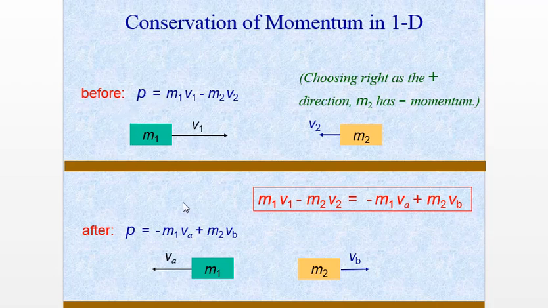After the crash or collision, the equation changes like this. P equal to negative m1 times vA plus m2 times vB. After the crash, the particles have different directions than before the collision or crash.